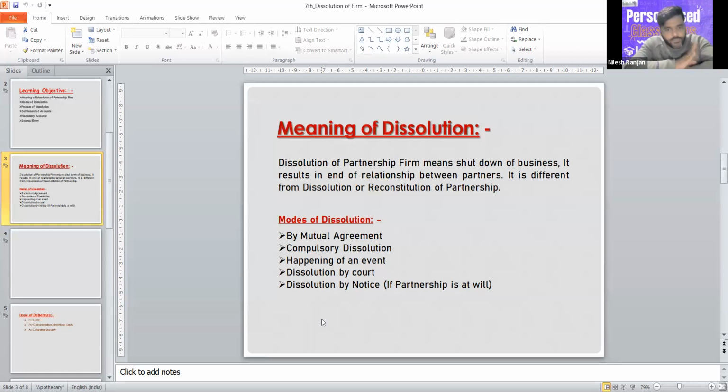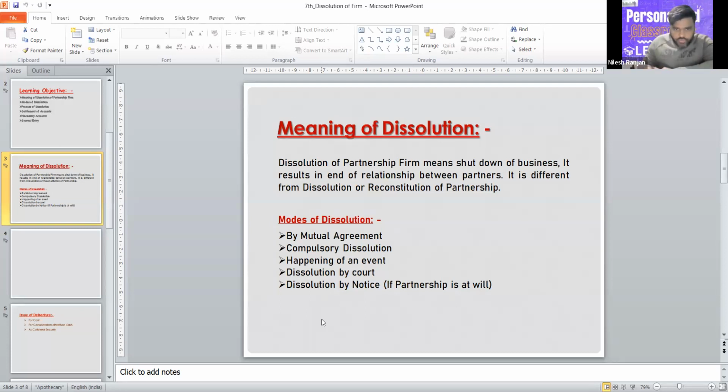And the last one is dissolution by notice. Here it is written: if the partnership is at will. There is a concept of partnership at will, meaning whenever they wish to close it down, they will close it. In this situation, if one partner gives a written notice to all other partners for dissolving the firm, then the firm will be dissolved. So these are the modes of dissolution.